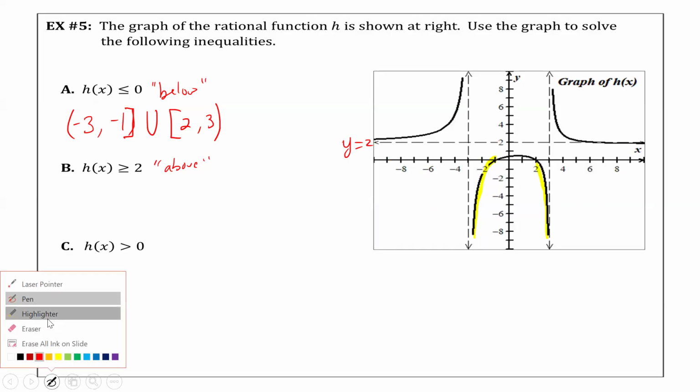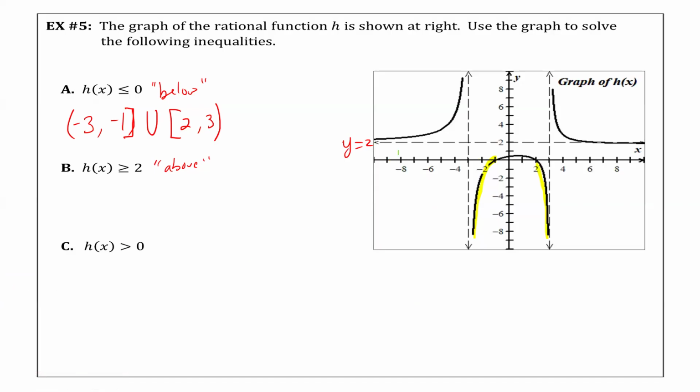A lot of the time we're above. We have here from -infinity all the way up until -3. And then from 3 to infinity. You're right, 3 to infinity. All right, so we have from -infinity up until we hit our asymptote, which is at -3.